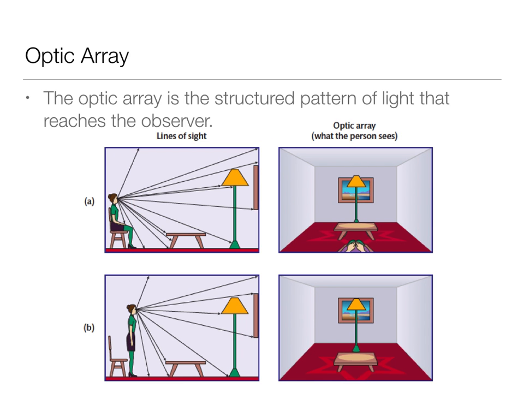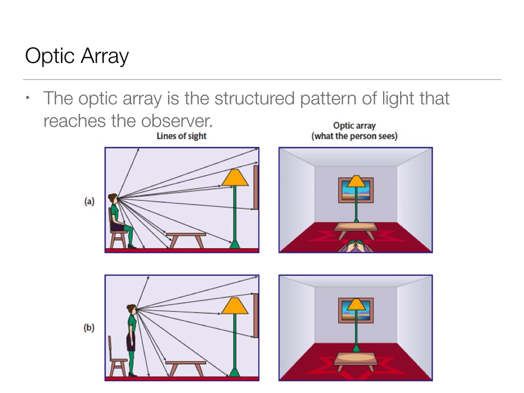Okay, so the next thing I want to talk about is the optic array. That's really just this structured pattern of what we can see. Okay, so this is the lines of sight. So when you're sitting here looking at your computer or your phone or your tablet or whatever you're watching this lecture on, you're focusing on that, hopefully, but there's other things in your optic array.